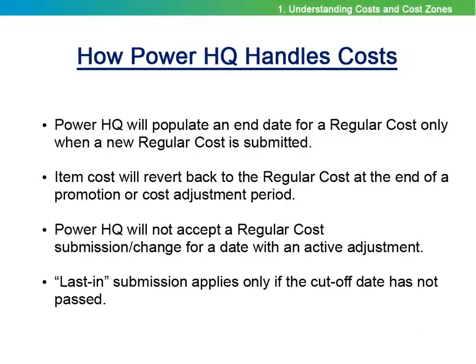PowerHQ will populate an end date for a regular cost only when a new regular cost is submitted. At the end of a promotion or cost adjustment period, the item cost will revert back to the regular cost. PowerHQ will not accept a regular cost change for a date with an active adjustment. Last in submission applies only if the cutoff date has not passed.